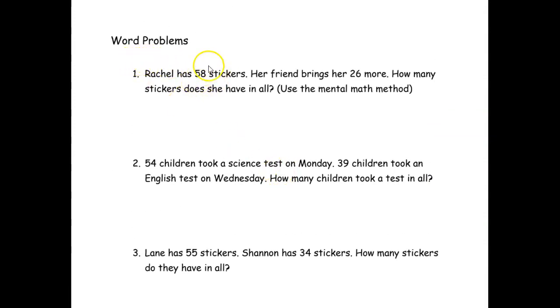Let's start with Rachel. Rachel has 58 stickers. Her friend brings her 26 more. How many stickers does she have in all? Use the mental math method. Okay, so the mental math method, again, is what we did in the previous problems. 5 in the tens place, 2 in the tens place. That is 50 plus 20, which equals what? If you said 70, that is correct.